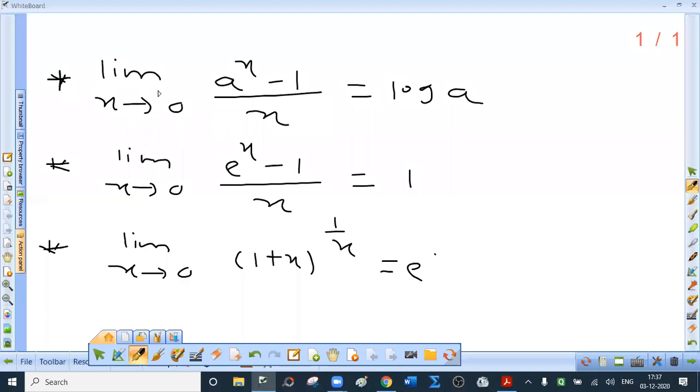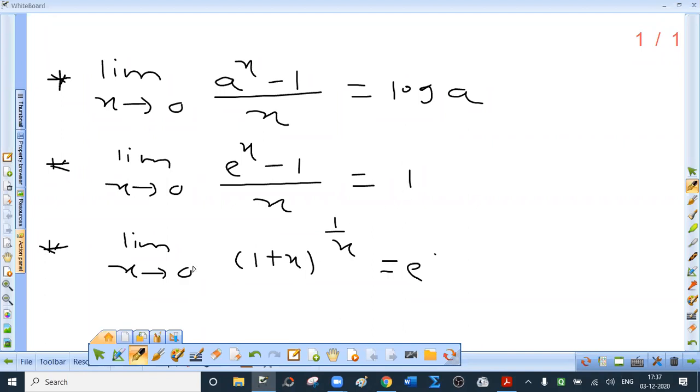Yesterday we discussed these three standard results. Limit x tends to 0, (a raised to x minus 1) upon x is log a. Index tends to 0 and is fully repeated in the denominator. General case can be considered as limit (a raised to mx minus 1) upon mx, x tends to 0, is log a. Now e is again an irrational number greater than 0, not equal to 1. So you can replace a by e to get log e, but log e is 1.